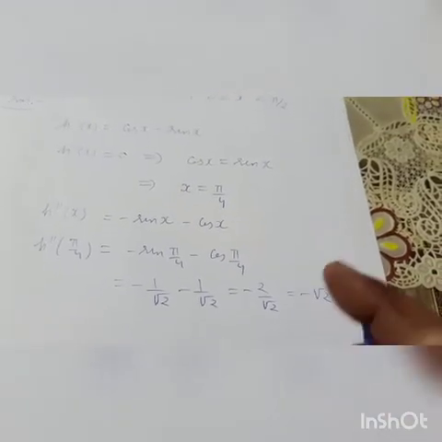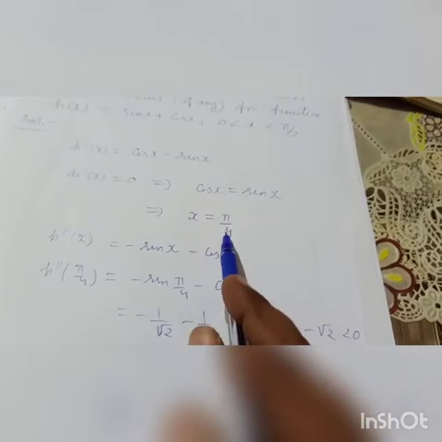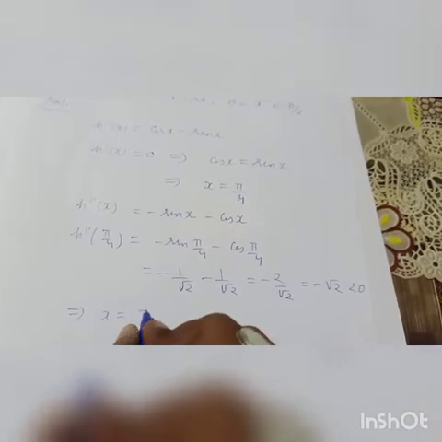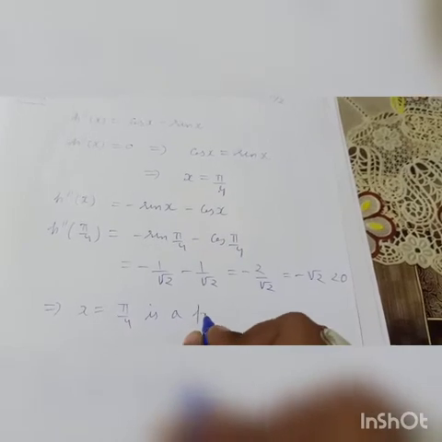Now you can easily see that this value is negative. That means this point is a point of local maxima. So this implies x equal to pi by 4 is a point of local maxima.